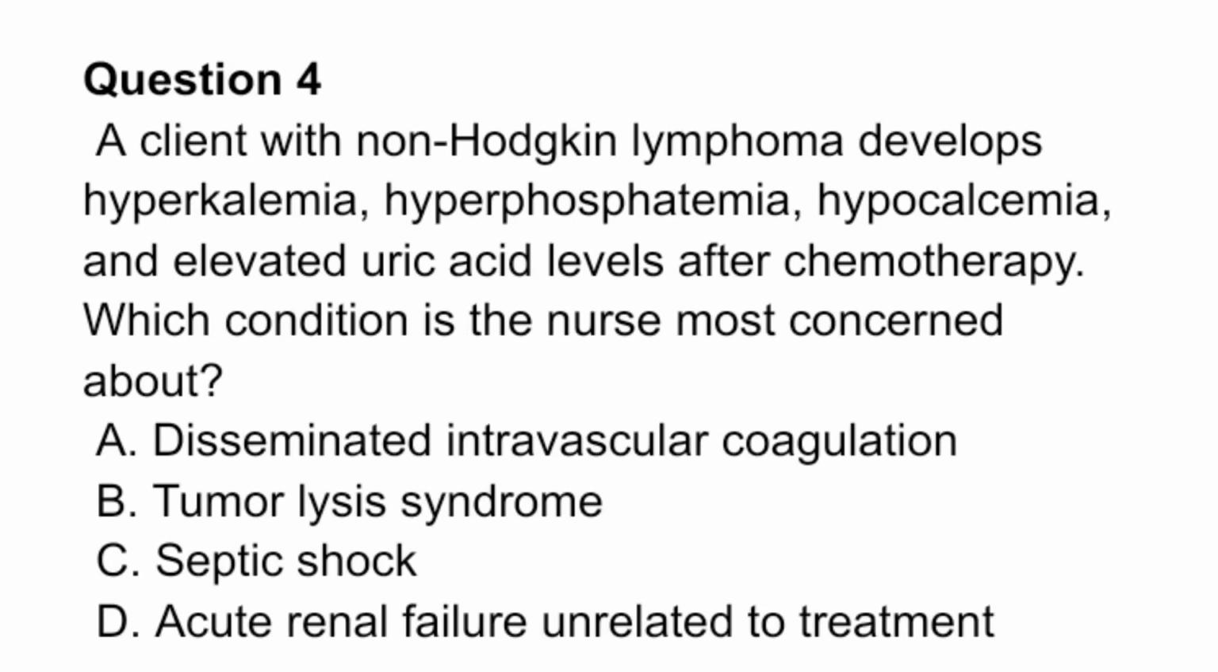Question 4. A client with non-Hodgkin lymphoma develops hyperkalemia, hyperphosphatemia, hypocalcemia, and elevated uric acid levels after chemotherapy. Which condition is the nurse most concerned about? A. Disseminated intravascular coagulation. B. Tumor lysis syndrome. C. Septic shock. D. Acute renal failure unrelated to treatment.